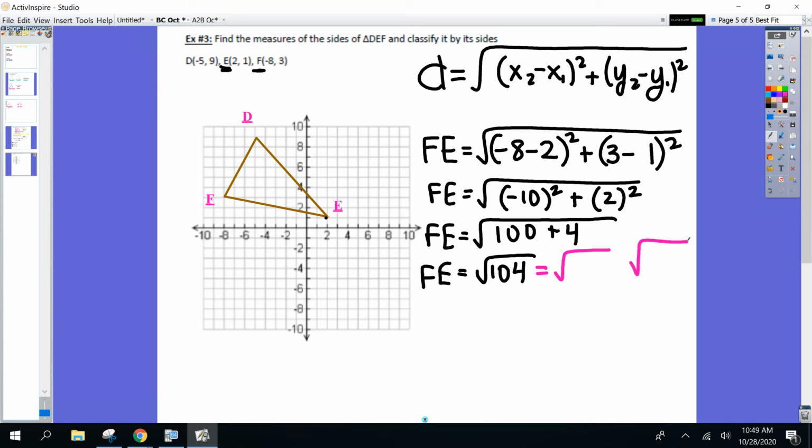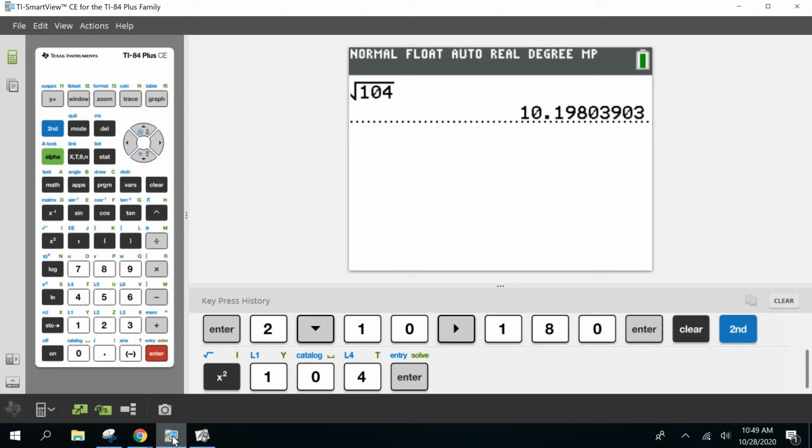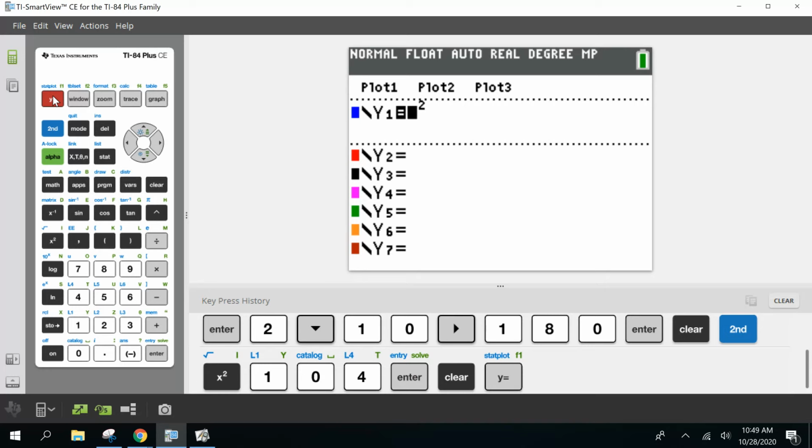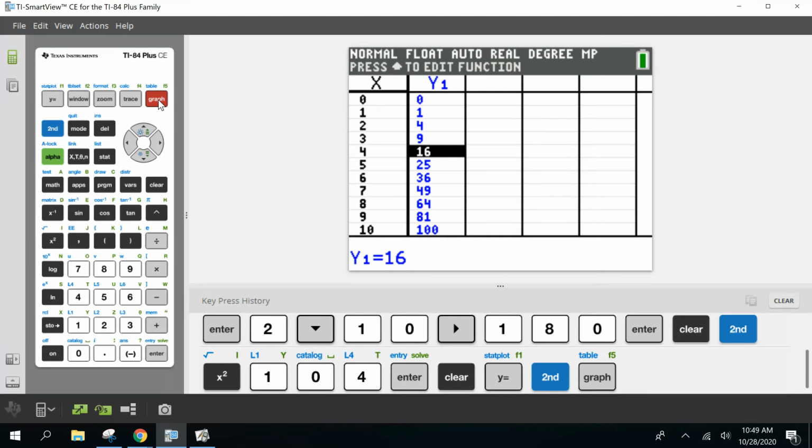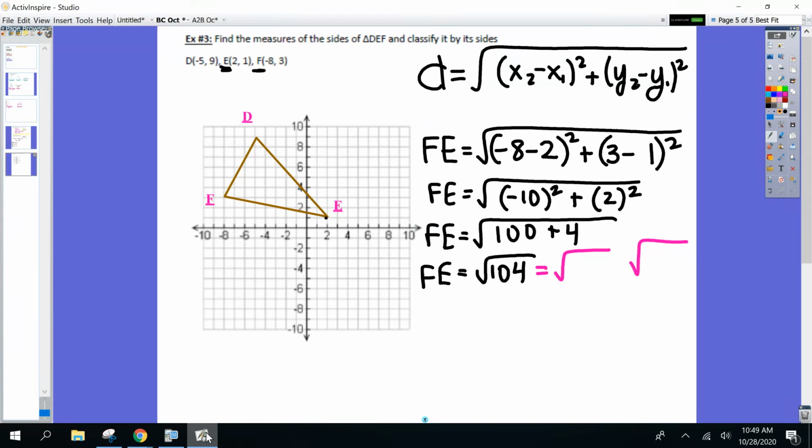How do I break down 104? You pick the biggest perfect square that goes into 104. And just a reminder, if you don't know what the perfect squares are off the top of your head, you can go to y equals in your calculator, type in x squared on y1, and go to the table, second graph, the table, and under the y column are all the perfect squares. You're looking for the biggest one out of all of these that goes into 104 evenly.